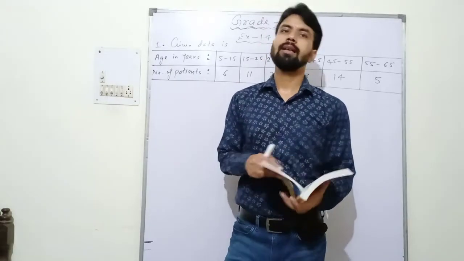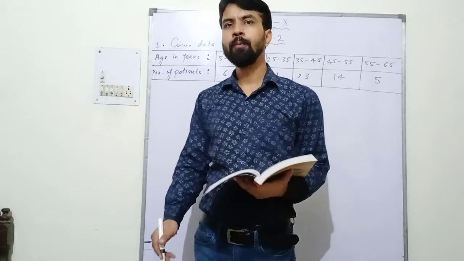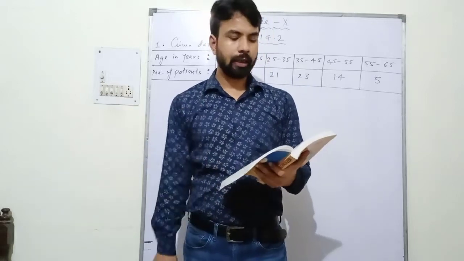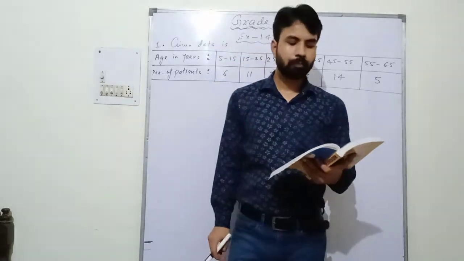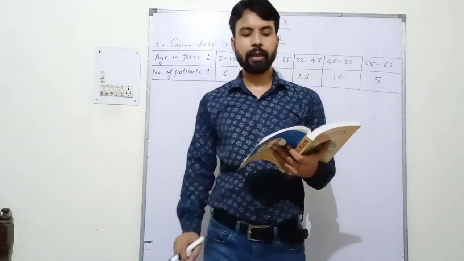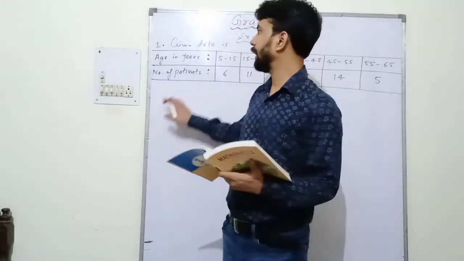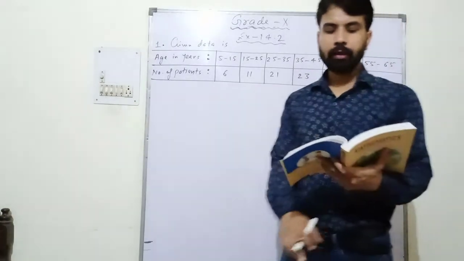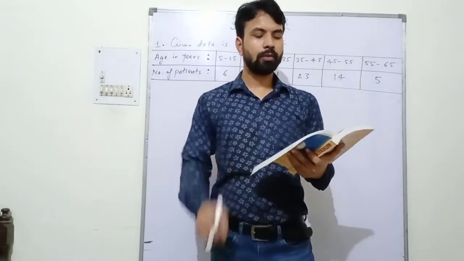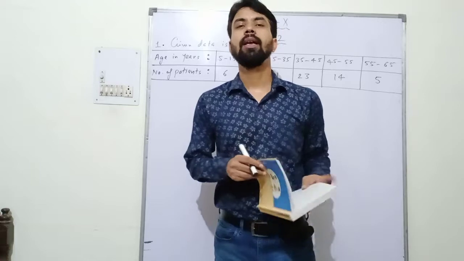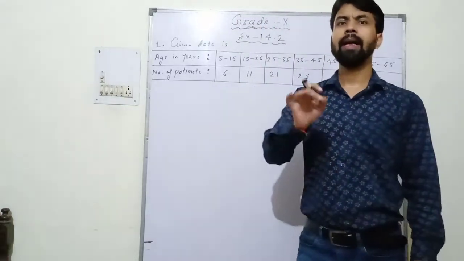Okay students, let's start the exercise 14.2. The very first question is, the following table shows the ages of the patients admitted in a hospital during a year. This data is given and the question is saying find the mode and the mean of the data given above. Here we have to find mode and mean.